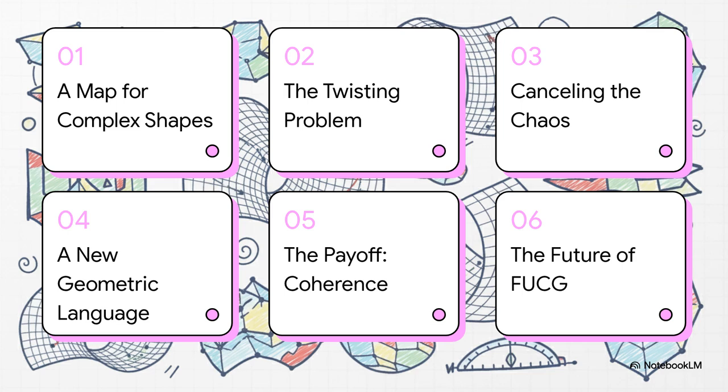First, we're going to introduce the special map that's used for these complex shapes. Then, we'll get right into the twisting problem that it creates. After that, we'll see the big breakthrough moment that cancels out all the chaos, and then we'll see how a new geometric language is built from that solution. We'll look at the incredible payoff, and finally, we'll explore where this research could go next.